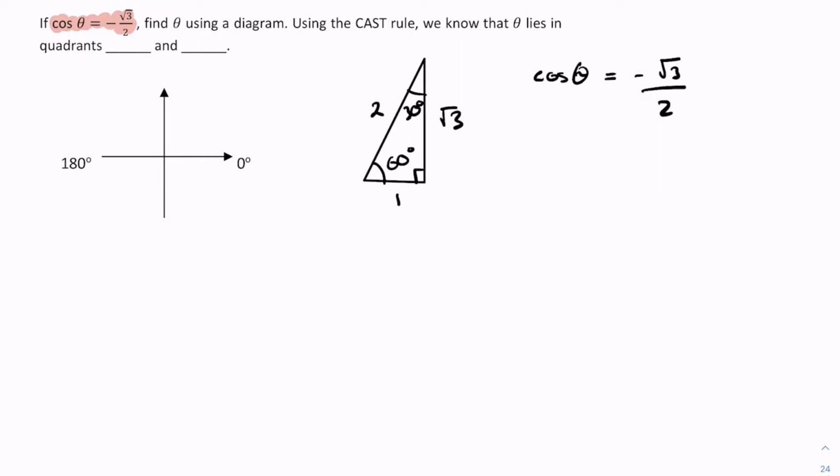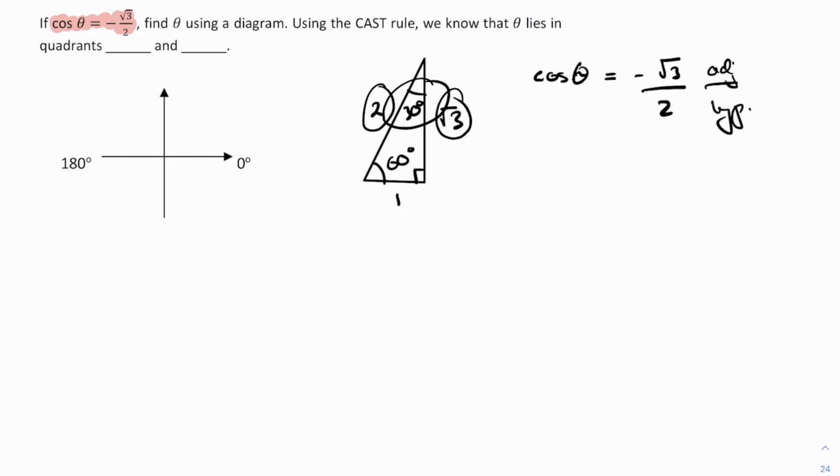So that means I'm looking at an opposite side of root 3 and a hypotenuse of 2. Again, my bad, it's the other way around. It is an adjacent side of root 3 and a hypotenuse of 2. So that's adjacent over hypotenuse, root 3 over 2. So 30 is going to be my acute reference angle.